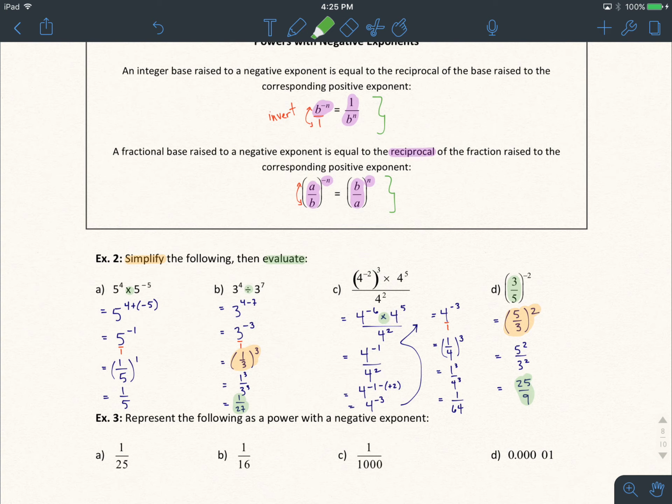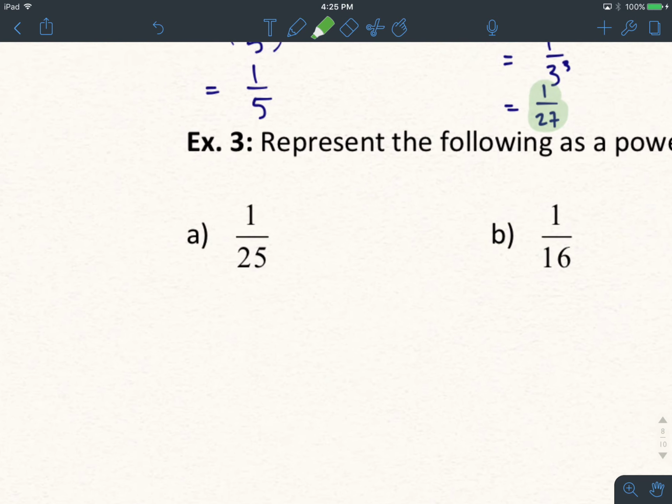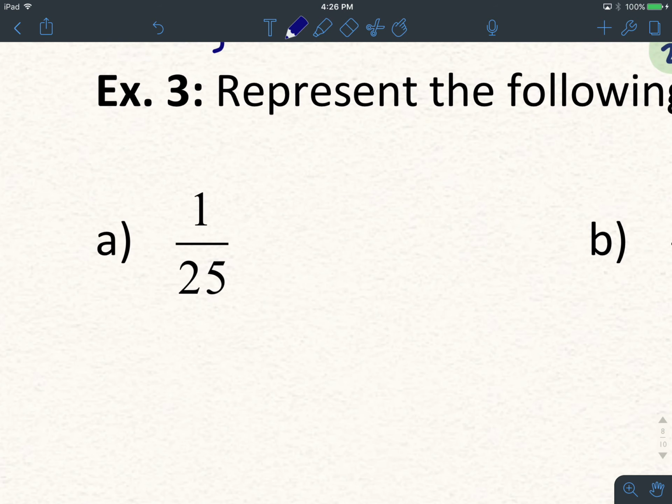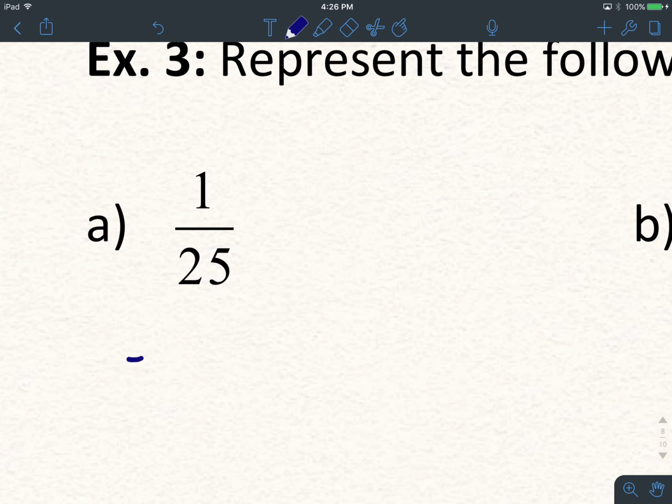We're going to do a few at the bottom here, and again, practically speaking, you'd never really do this in the real world, I don't think, but we're just going to work this backwards. So we're going to take something here that we have 1 over 25, and we're going to work this backwards to something that has a negative exponent at the end. So the first step here is to find a way of expressing the denominator as a power.